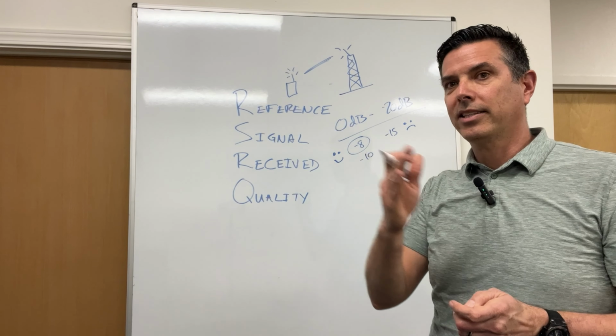If you're between negative 15 and negative 20, that's not good. If you're between negative 10 and negative 15, that's okay. If you're between negative 5 and negative 10, that's great. And if you're below negative 5, that's awesome. So reference signal received quality is how good that link is from your device to the tower or DAS. The last thing I want to talk to you about is PCI, physical channel identifier, and that is next.